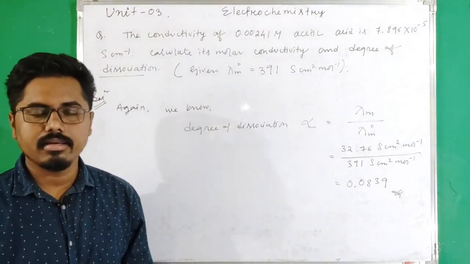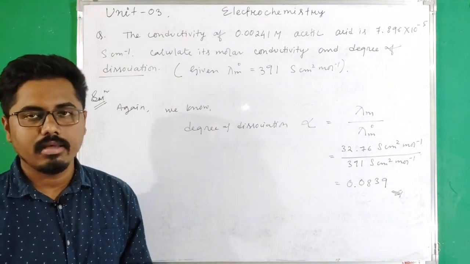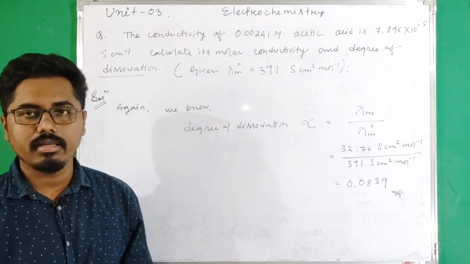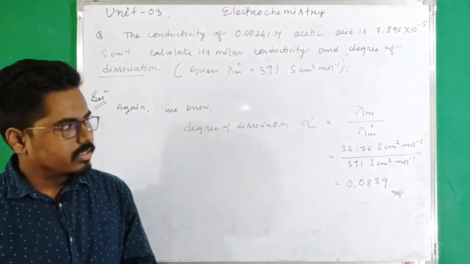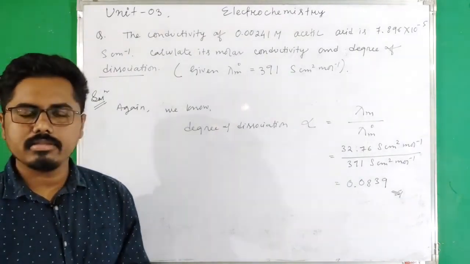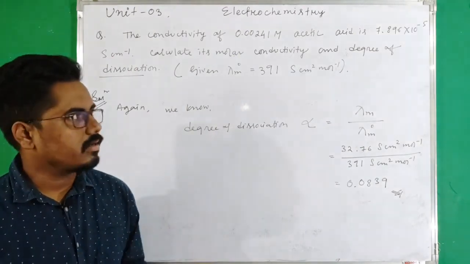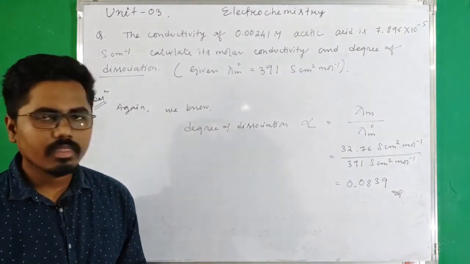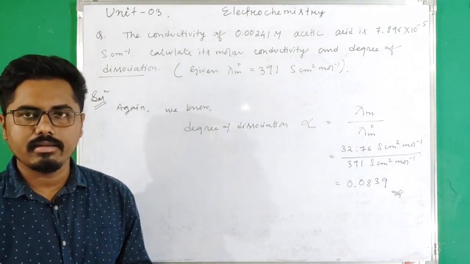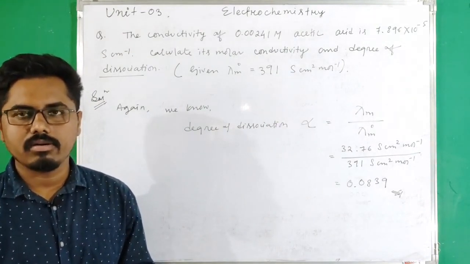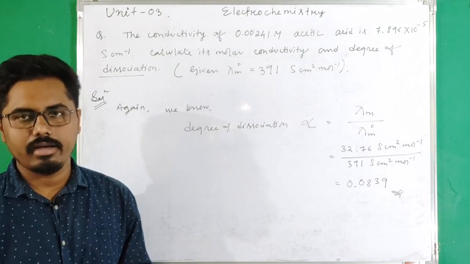The next topics were electrolysis, electrolytic cell, and laws of electrolysis, but those topics were deleted from the new syllabus. So in today's class we have completed the chapter electrochemistry. We have learned the Kohlrausch law of independent migration of ions and then the applications of Kohlrausch law of independent migration of ions.